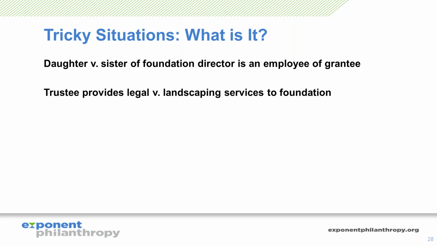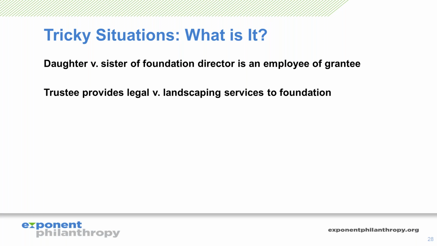Again, let's talk about a couple of examples. The first one: a daughter versus a sister of a foundation director who is an employee of a grantee. Remember, a sister is a sibling, so it's not a self-dealing issue, whereas a daughter would be a disqualified person. So that is self-dealing. With the sister, that would be a conflict of interest.